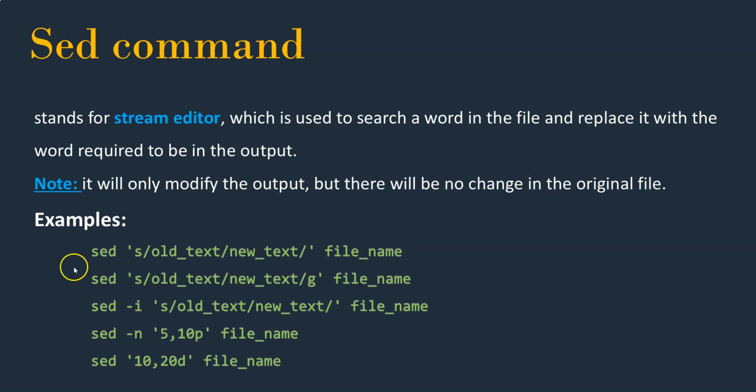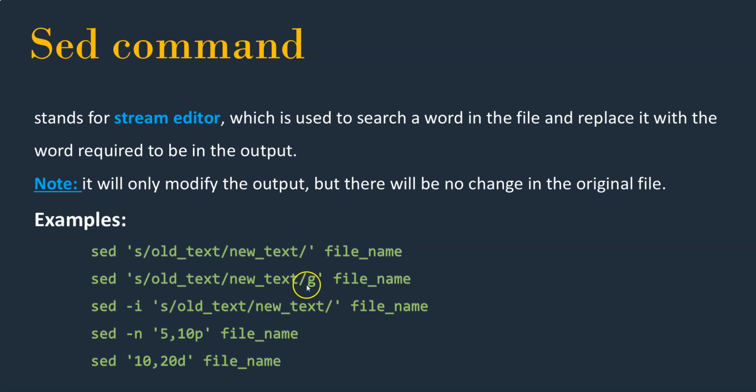So let's see the examples. sed 's/old text/new text/' file name. Now it is going to search for this old text pattern, and wherever it finds old text, it is going to replace it with the new text that we give in this particular file. Next command, sed 's/old text/new text/g', where g stands for global.